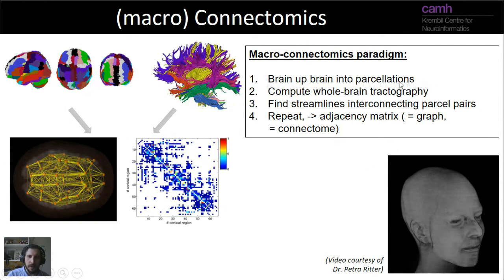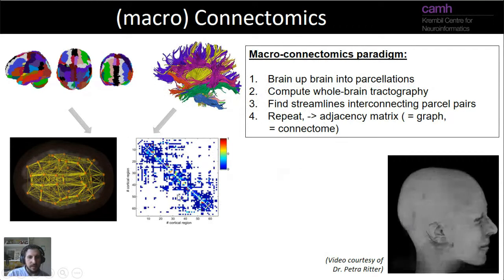And then the pipeline is: we have our parcellations, we compute tractography as I just described, and then we look for the streamlines, the little spindly things in this picture that interconnect each of our parcel pairs. When we find streamlines, we count them, and those give us entries in our adjacency matrix, or our anatomical connectivity matrix. And that's the methodology.